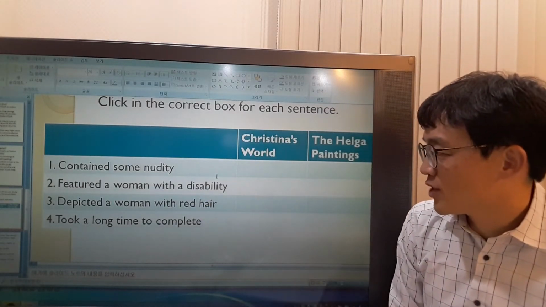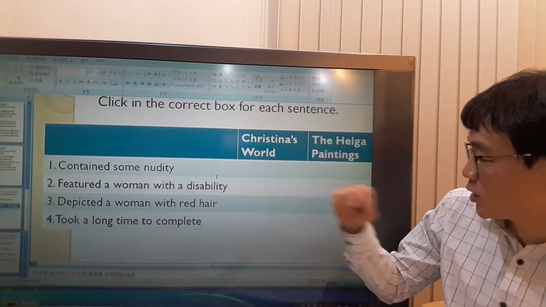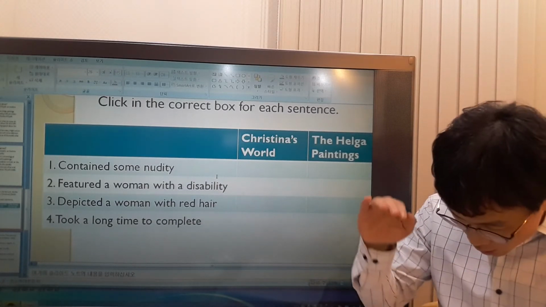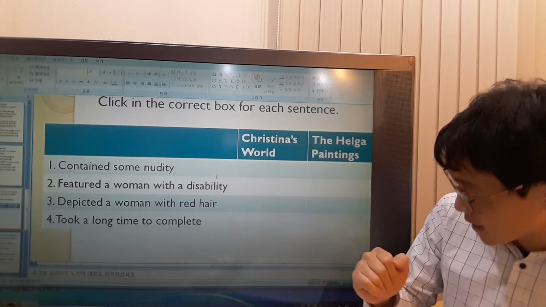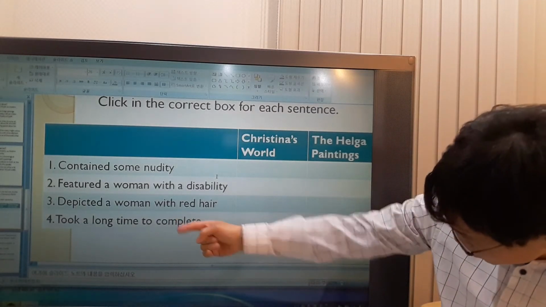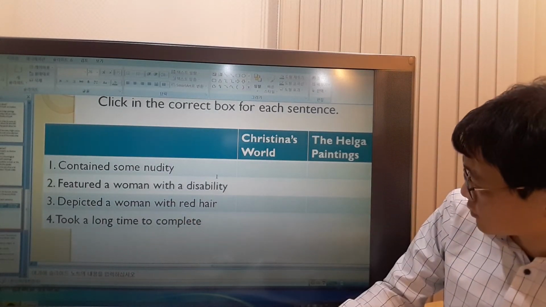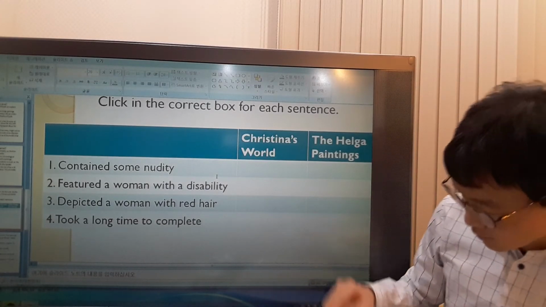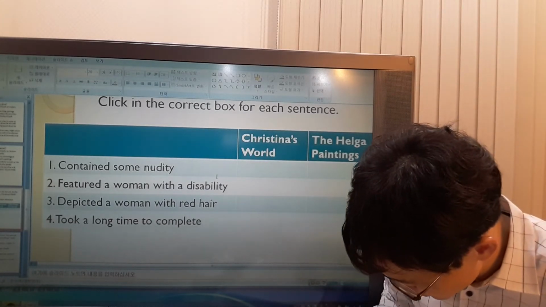Featured a woman with disability. This is Christina's World, right? Christina was paralyzed from the waist down. Depicted a woman with red hair. Which was this one? The paintings of Helga, right? Because what did she say?